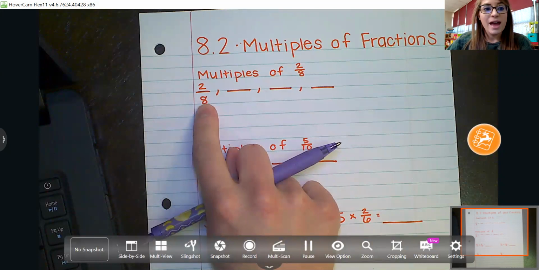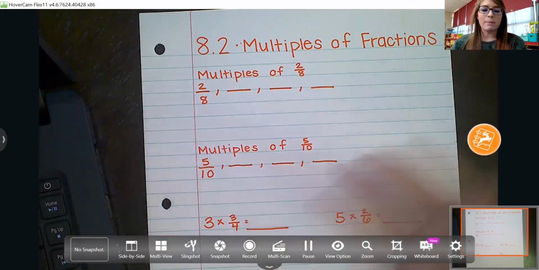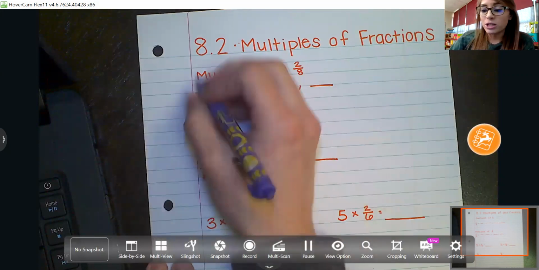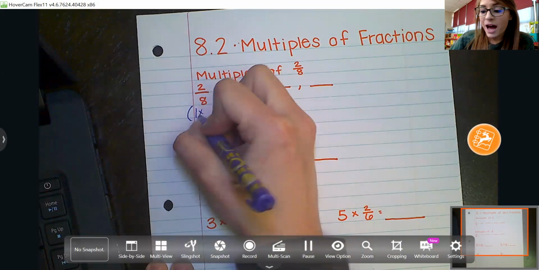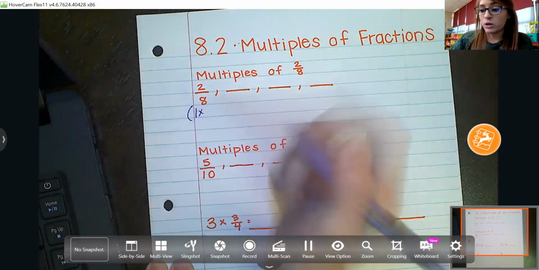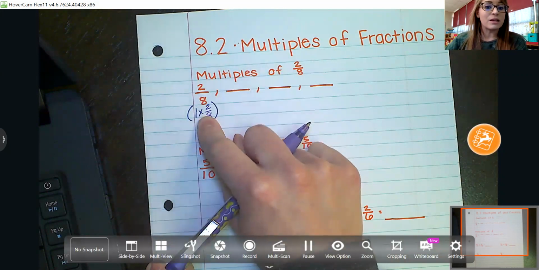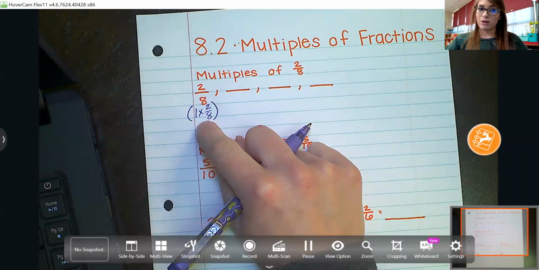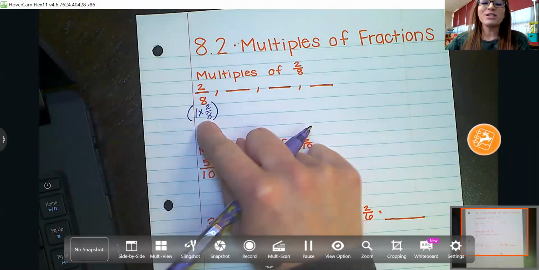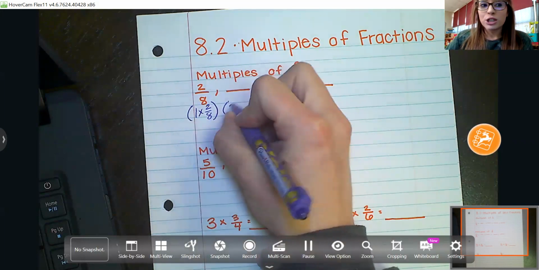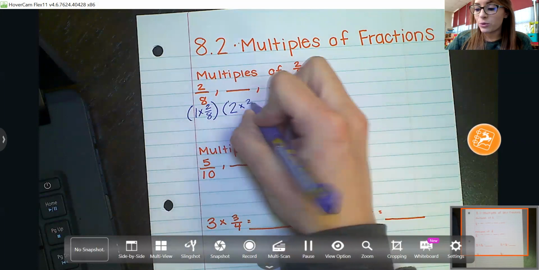So we've got 2 and 2/8. Whenever we're doing multiples, remember, whether we're doing multiples of 5, multiples of 10, or multiples of 100, we always start with 1 times whatever that number is, right? So same thing here. We're going to start with 1 times whatever our fraction is, which is 2/8, okay? So 2/8 is the same thing as 1 times 2/8. That makes sense, right? You're still with me? Okay. So for the next multiple, after 1, we would do 2 times 2/8.